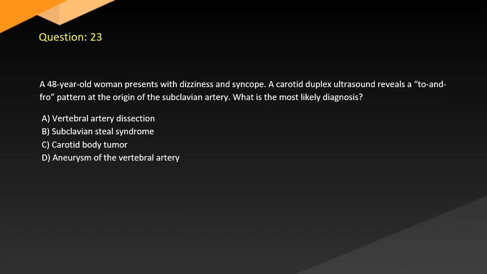Question 23. A 48-year-old woman presents with dizziness and syncope. A carotid duplex ultrasound reveals a to-and-fro pattern at the origin of the subclavian artery. What is the most likely diagnosis? A. Vertebral artery dissection. B. Subclavian steal syndrome. C. Carotid body tumor. D. Aneurysm of the vertebral artery.